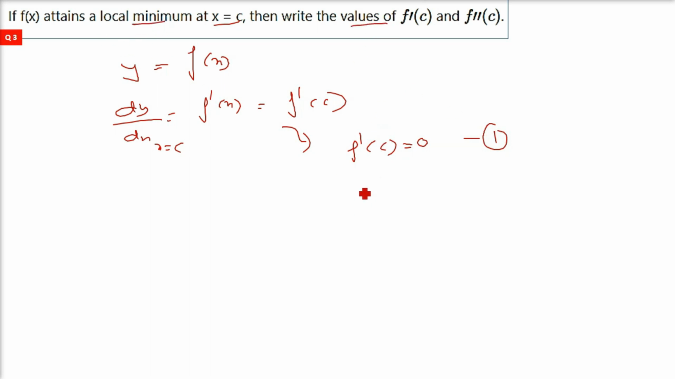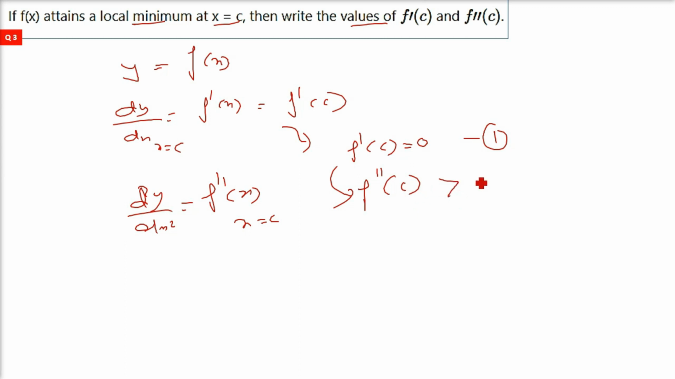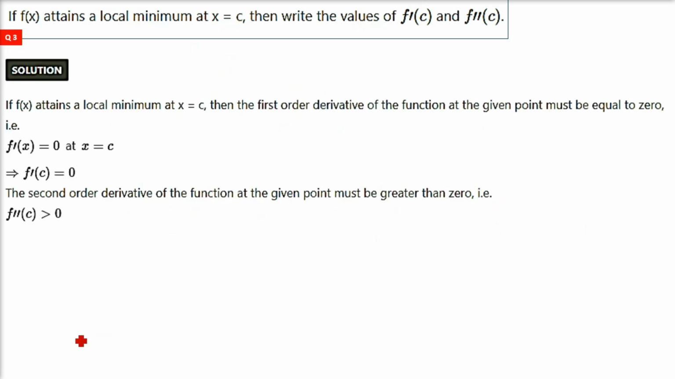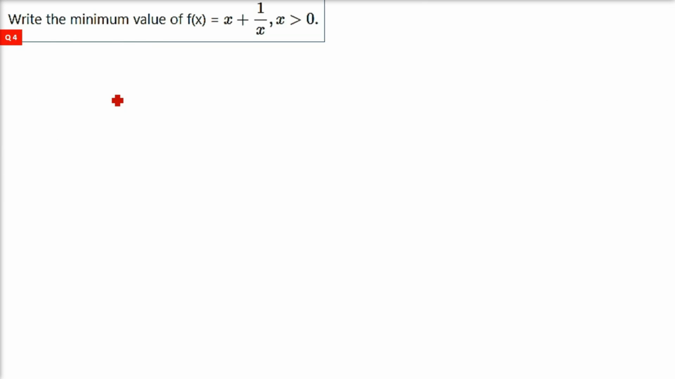Now, what is the local minimum? f''(c) for a minimum is of course related to the greater than 0 sign. Maximum is related to the less than 0 sign. So when we double differentiate at x equals c, if it is greater than 0, it is minimum. This question is all about minimum, but if the question had been local maxima, then the condition you would have written is f''(c) less than 0. So this is the difference between the previous question and this question.